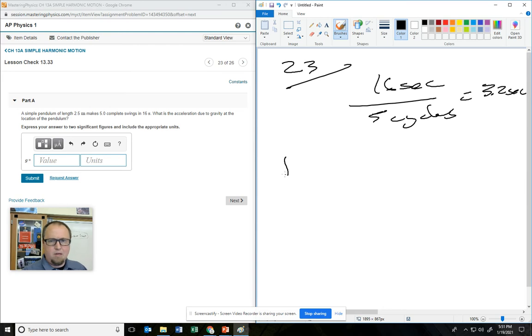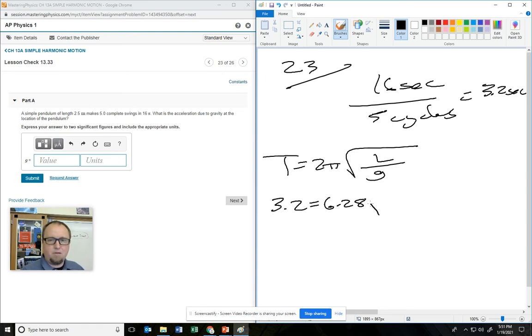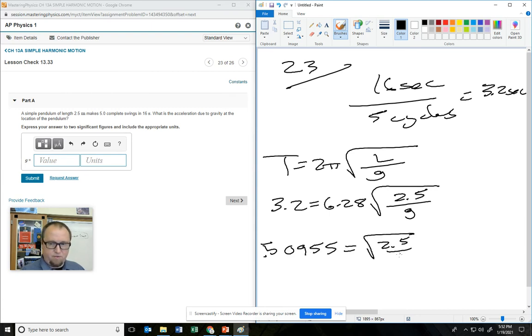Well, I don't know. Period equals 2 pi square root of L over G. The period is 3.2 seconds. 6.28 square root of L. They gave me L. This is kind of weird. I'm solving for G. How do you think we figured out what G was? This is one of the methods. 0.50955 equals square root of 2.5 over G.